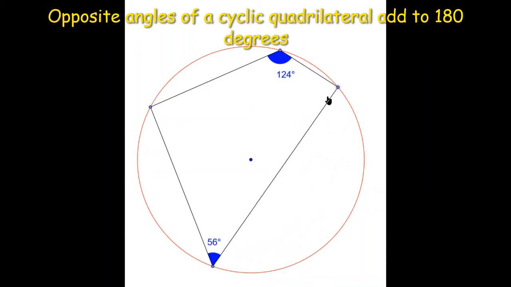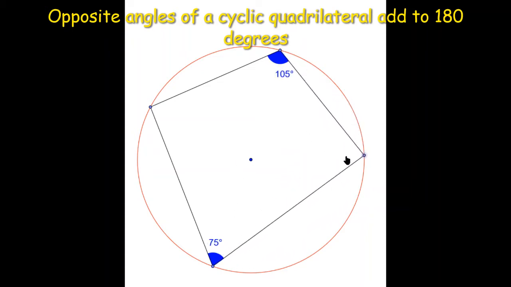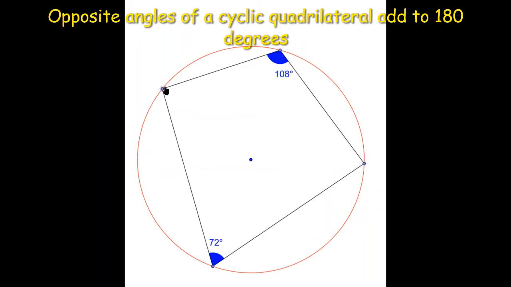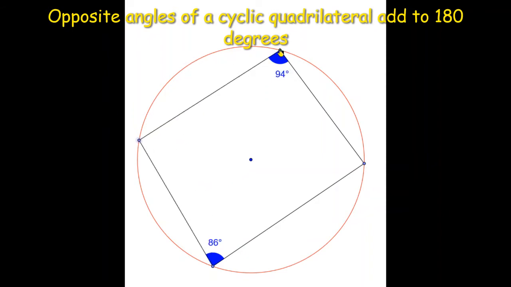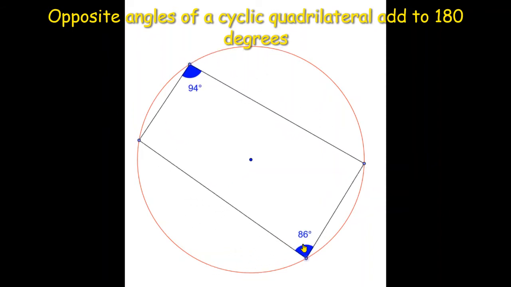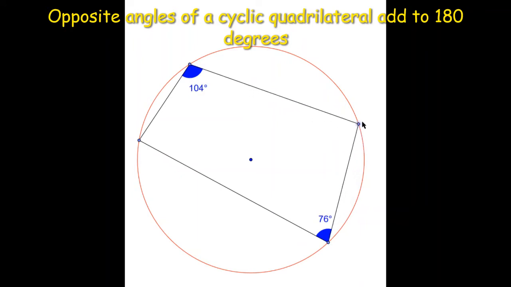One thing you'll notice though is that the opposite angles in this cyclic quadrilateral add up to 180. So that 120 and 60 adds up to 180. If I change that, you can see it still adds up to 180. And likewise, this one and its opposite end, that one, would add up to 180 as well.